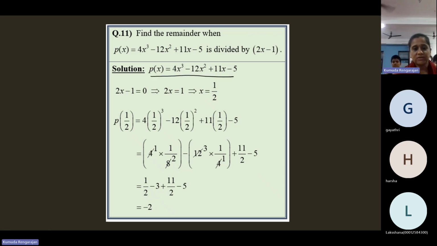This is p of x. Equate the divisor to 0. So you get x is equal to 1 by 2. We need to find p of 1 by 2. You can't write p of 1 by 2 is 0. P of 1 by 2 is 0 means the remainder is 0.